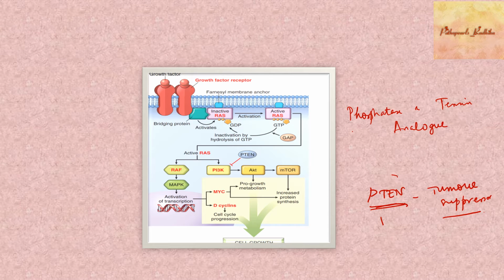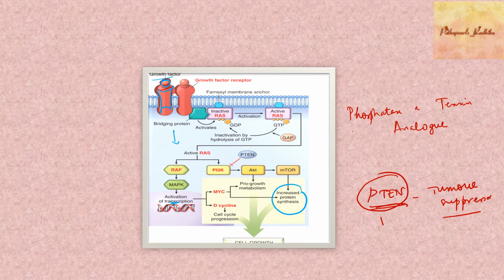Now, how does the PTEN gene exert its tumor suppressor action? Don't get confused by this diagram, just follow what I'm telling. Whenever you have a growth factor sitting on a growth factor receptor, there will be signaling pathways which lead to transcription of genes, which helps in a lot of protein synthesis, DNA synthesis and other processes involved in cell growth. This should happen only when you have a growth factor.